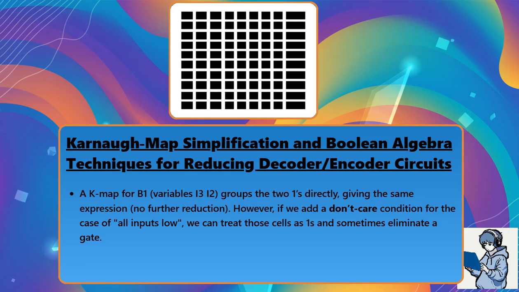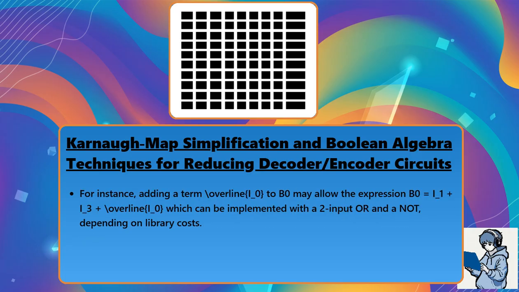However, if we add a don't care condition for the case of all inputs low, we can treat those cells as ones and sometimes eliminate a gate. For instance, adding a term not I0 to B0 may allow the expression B0 equals I1 plus I3 plus not I0, which can be implemented with a 2-input OR and a NOT, depending on library costs.